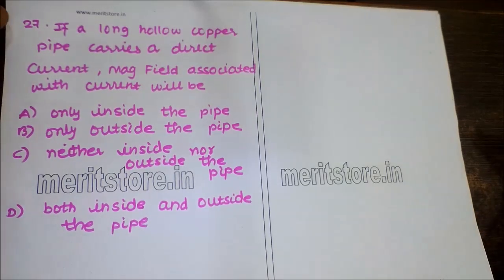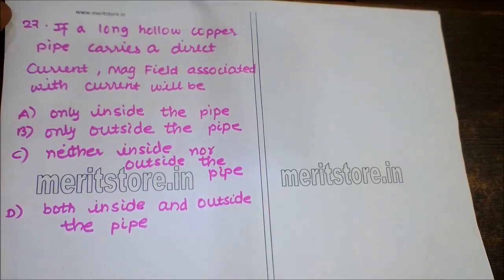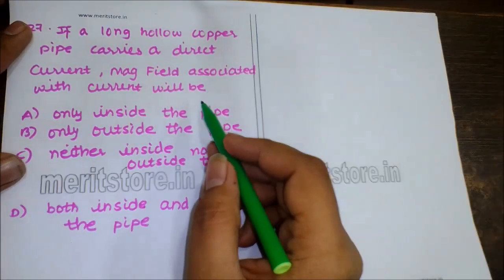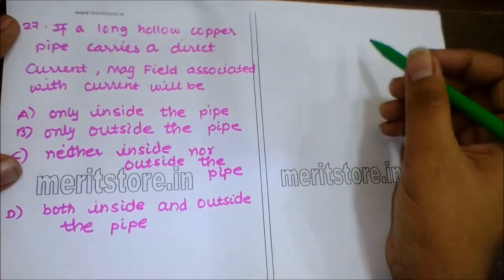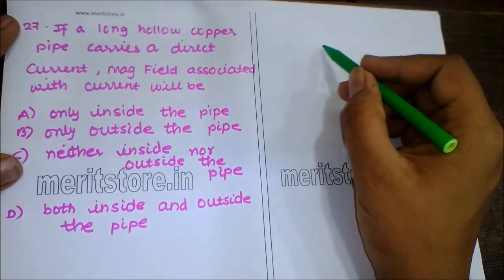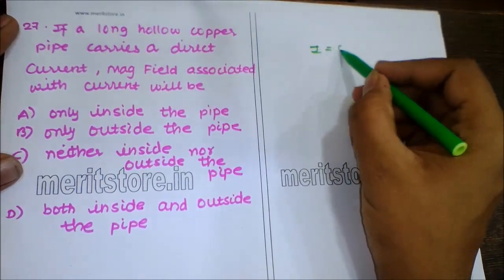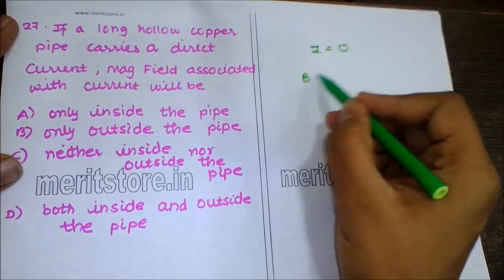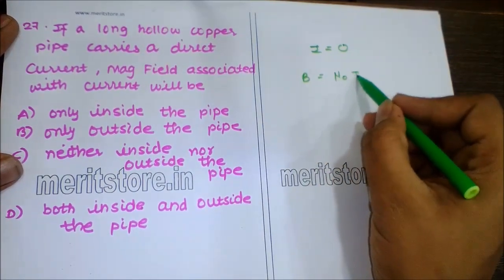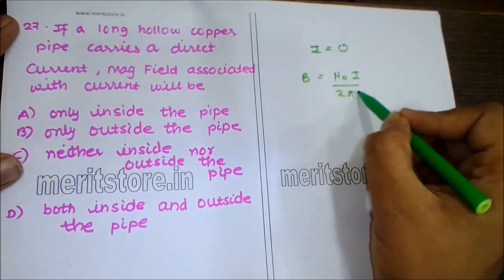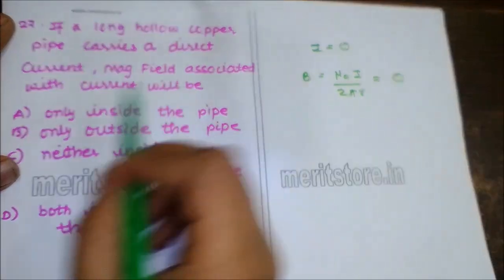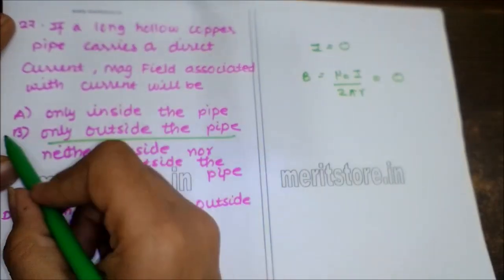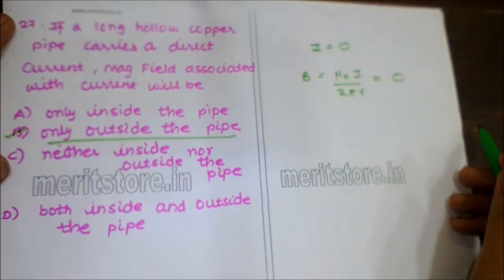Question number 27. If a long hollow copper wire carries a direct current, magnetic field associated with the current will be. So now, if there is a long hollow copper wire, inside the pipe I will be equal to 0. So magnetic field B, that is mu 0 I upon 2 pi r, will also be equal to 0. So magnetic field associated with the current will be only outside the pipe. So option B is the correct answer.